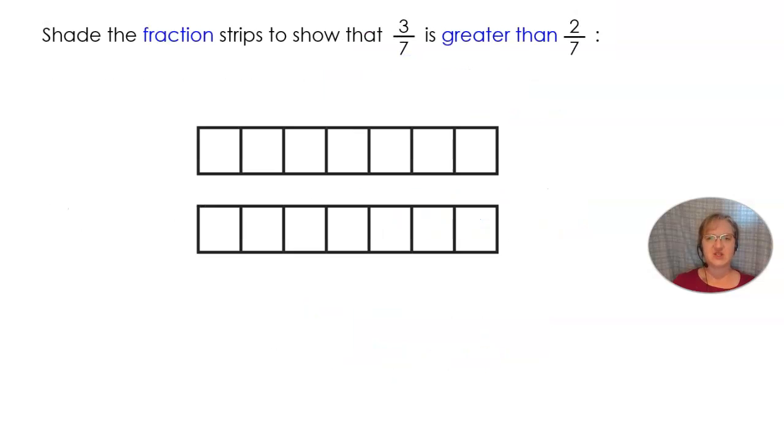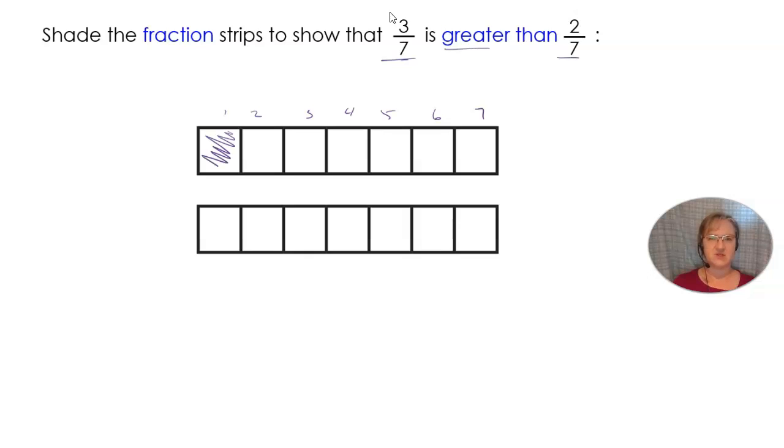Here we've got some fraction strips. So we're going back to fractions that are the same. So we have strips that are divided into 7 pieces here. 1, 2, 3, 4, 5, 6, 7. And we want to show that 3/7 is greater than 2/7.